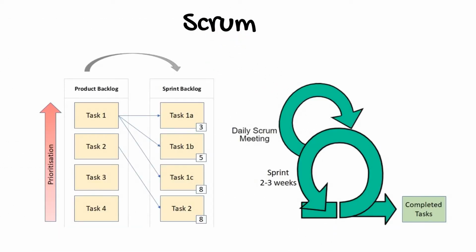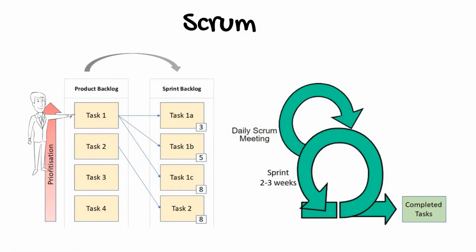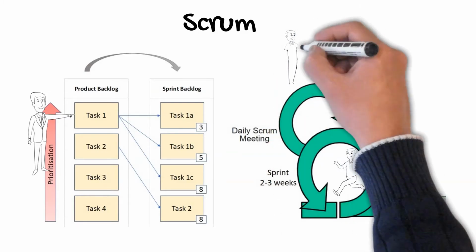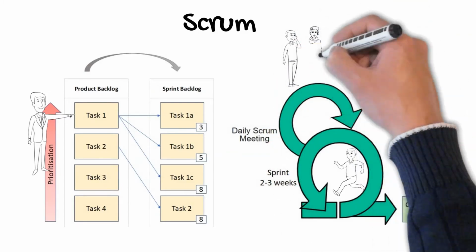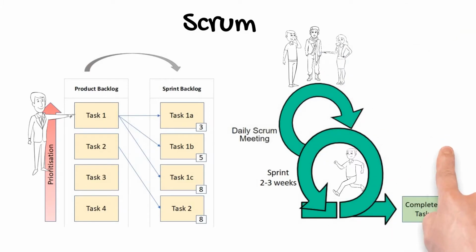Scrum involves prioritizing your tasks in a product backlog and then moving those tasks into a sprint backlog, which will be your planned tasks for an upcoming sprint. These tasks will be delegated to members of the team who will carry out those tasks over the course of a sprint, who will keep their team leader up to date via regular team stand-up meetings.